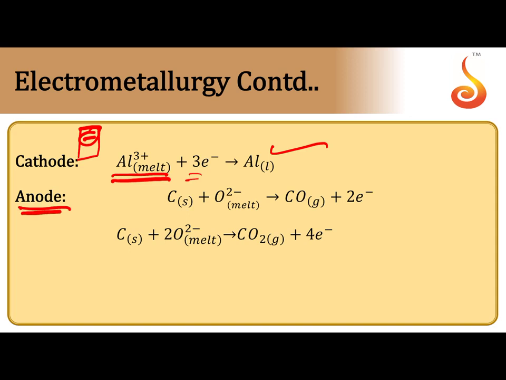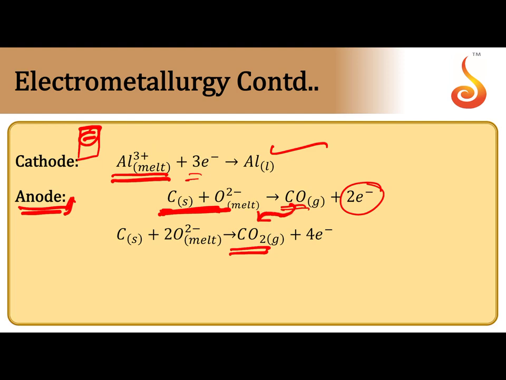At the anode, since graphite rods are used as anode, the O2- ion, which is in molten state, combines with carbon coke forming carbon monoxide. So, these electrons are taken by the anode. Similarly, carbon dioxide also may be obtained. After getting carbon monoxide, that may also be converted into carbon dioxide.